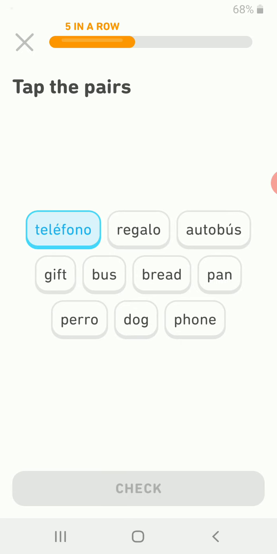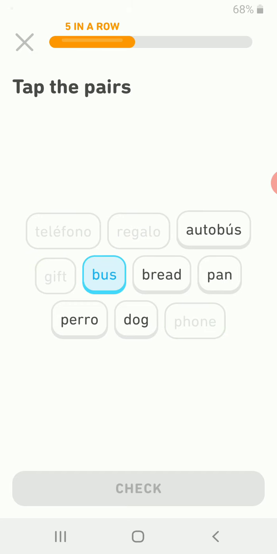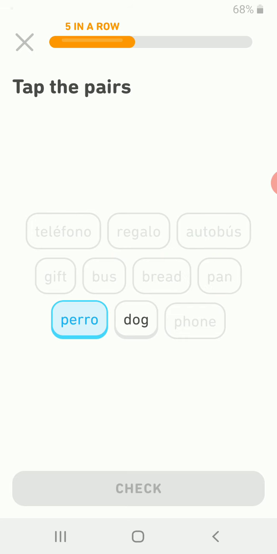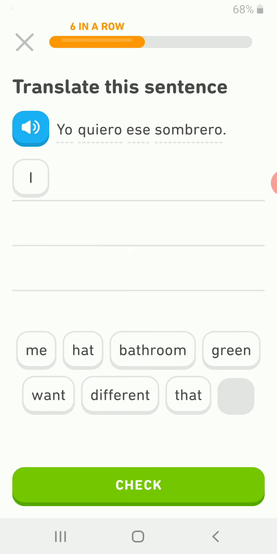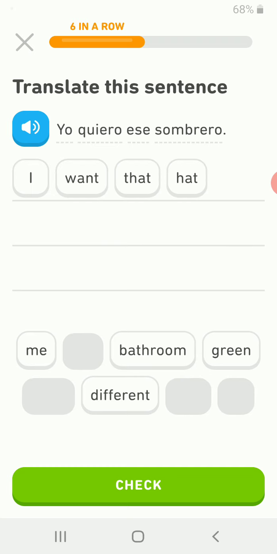And we have to play the map now. Teléfono is a phone. Regalo is a gift. A bus is autobús. Bread is pan. Perro is dog. Yo quiero ese sombrero. Ese sombrero. I want that hat. Ese.